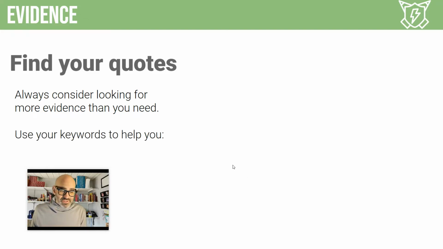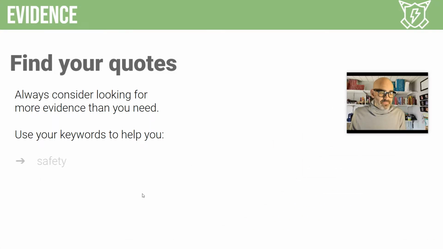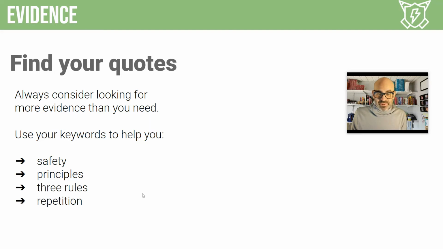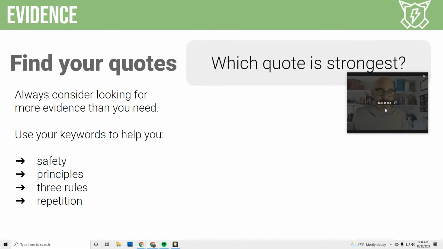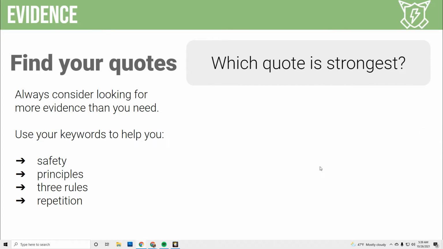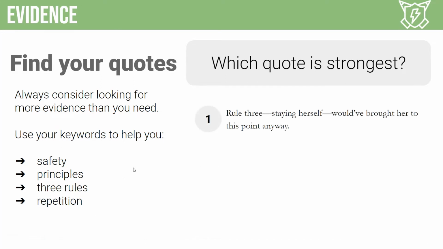Also use those keywords to help you. So those keywords that we just talked about, in this case, safety, principles, the 3 rules, repetition. Those are the things that I'm going to be looking for, and that I want you to think about right now, because I'm going to ask you in this moment to tell me which of these quotes would be the strongest evidence to support our thesis, keeping in mind these keywords right here.